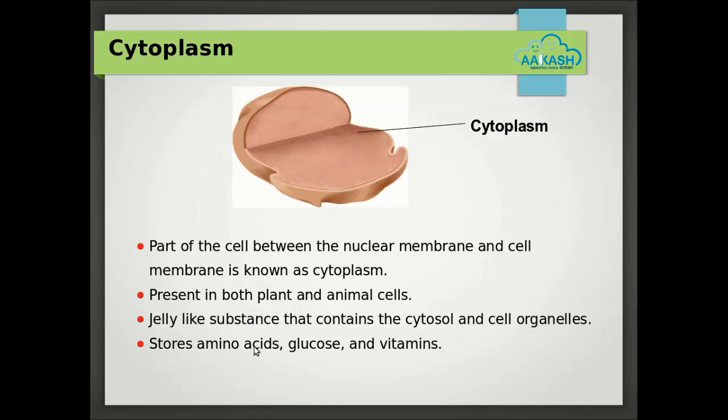Cytoplasm. Cytoplasm is the place inside a cell except the nucleus. It is a jelly-like substance where chemical reactions take place to keep the cell alive. It is found both in plant and animal cells. All the cellular activities occur in cytoplasm. In prokaryotes, all contents within the cell are in the cytoplasm. In eukaryotes, all the cell organelles are embedded in the cytoplasm and it stores glucose, vitamins and amino acids.